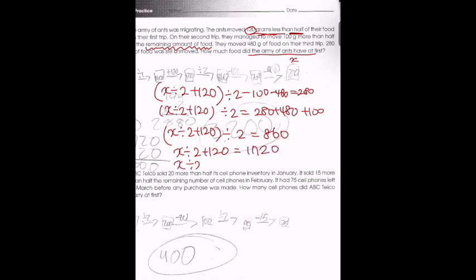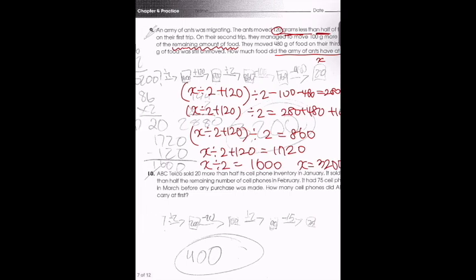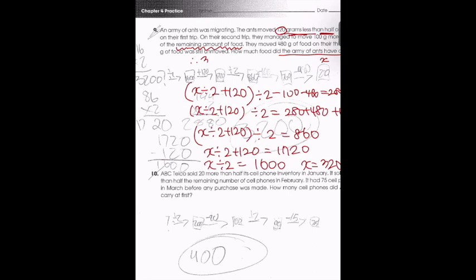And so x divided by 2 is going to be 1,720 minus 120. So that is going to be 1,600. And so x is going to be 1,600 times 2, which is 3,200. And so the answer would be 3,200 grams of food initially, at the beginning.